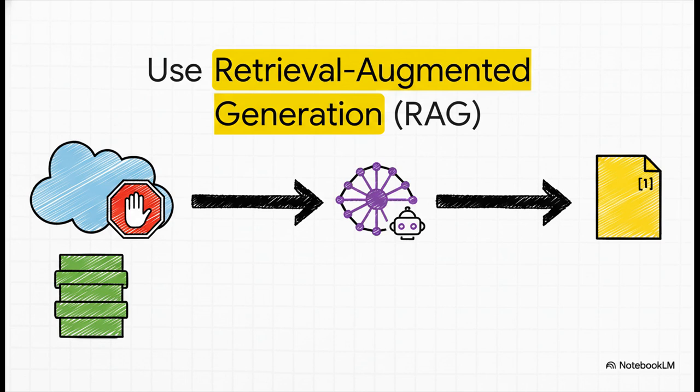First up, and this is probably the most powerful tool we have, is grounding the model. A popular way to do this is with a technique called retrieval augmented generation, or RAG for short. Now, instead of letting the AI answer from its massive general knowledge, RAG makes it go to a specific private library of documents first. It finds the relevant info there and then generates its answer using only that approved material. And the best part? It gives you citations, just like a good research paper.